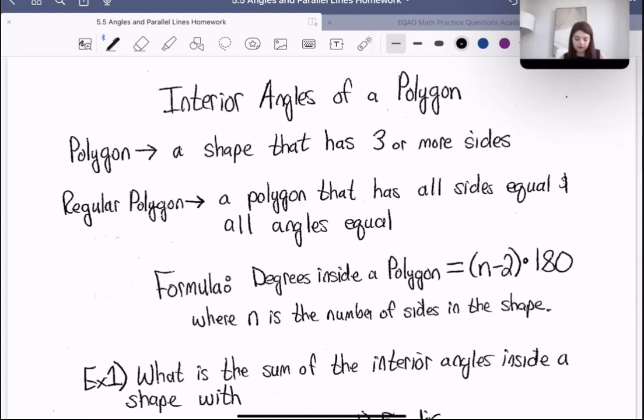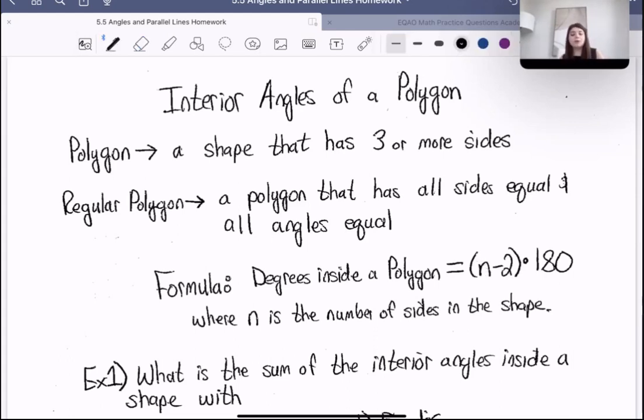Now, what's the formula for the degrees inside a polygon? It's going to be n minus 2 times 180, where n is the number of sides in the shape. So let's test that with the shape we already know, with 3, right? With a shape with 3 sides, like a triangle. If we plug in 3 to n, then we get 3 minus 2, which is in brackets, so we solve that first, going back to our order of operations. So 3 minus 2 is 1. 1 times 180 is 180, and that is what we knew previously for it to be.